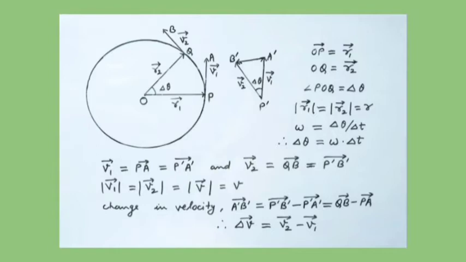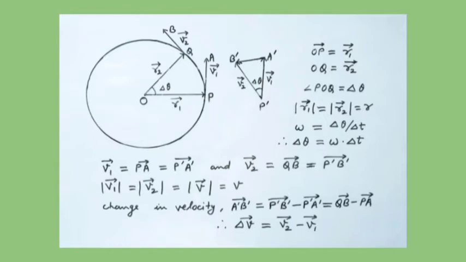Angular speed of the object is omega equal to delta theta by delta t. Therefore, delta theta is equal to omega into delta t. Let v1 and v2 be the velocity vectors of the particle at points P and Q respectively, so that v1 is equal to PA and also equal to P dash A dash, and v2 is equal to QB, also equal to P dash B dash. The magnitude of velocity is constant and equal to v.